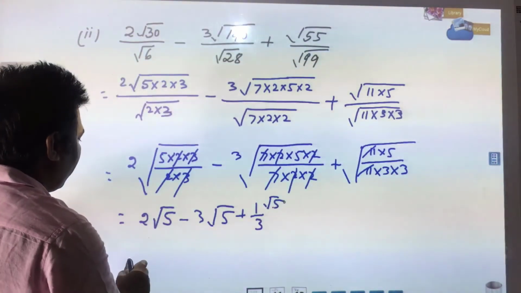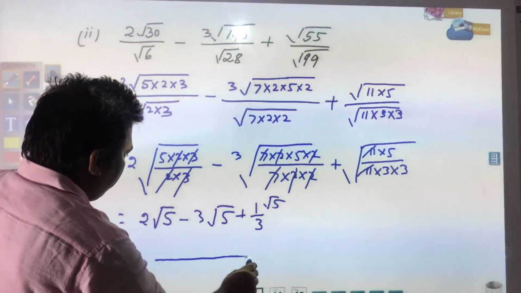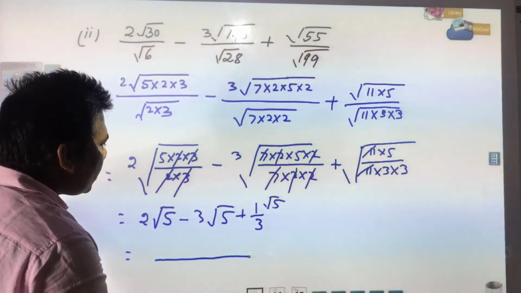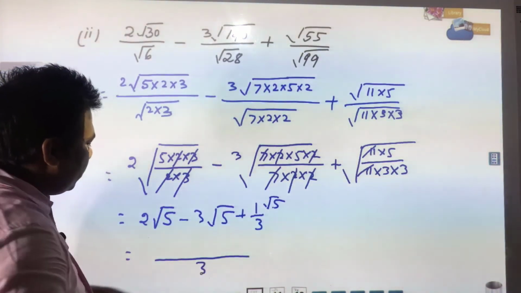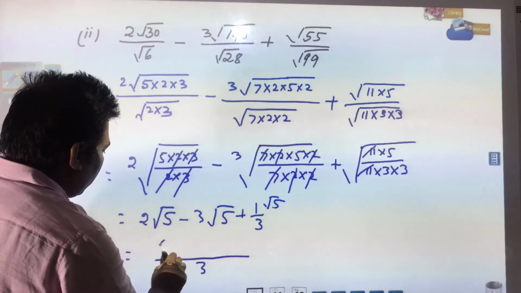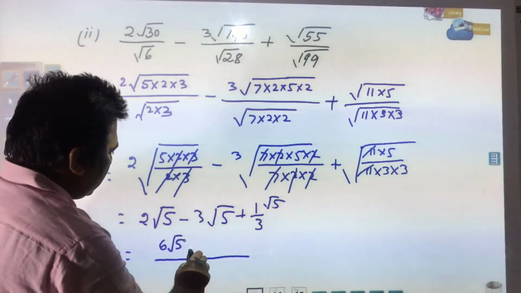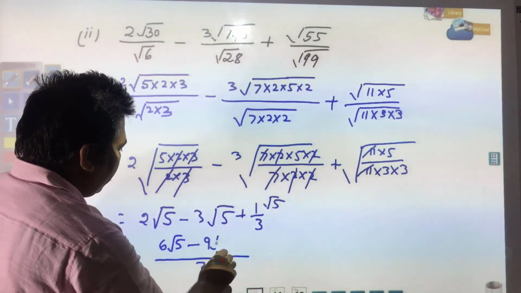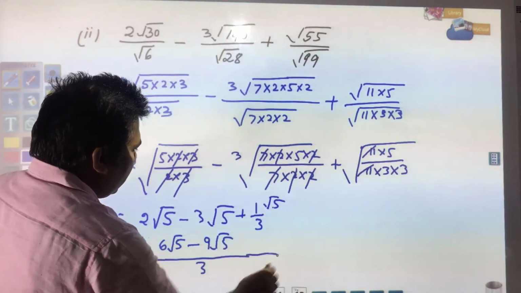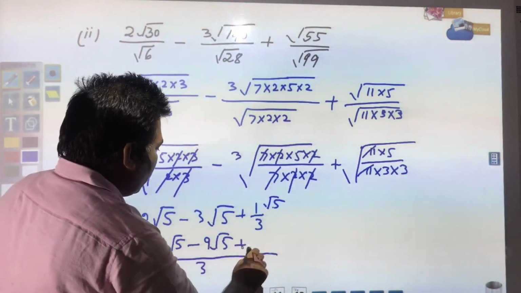If you are simplifying this, what will you write? 3 will be the LCM. So, 3 into 2 is 6 root 5 minus 3 3s are 9 root 5 and plus root 5.